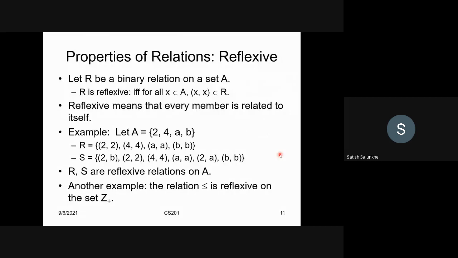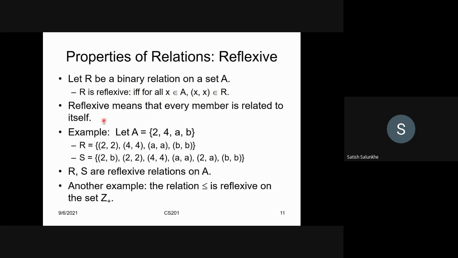We already started discussion with respect to the properties of relations. One of the properties that we have discussed is reflexive. When we say the relation is reflexive, the domain and codomain for that relation is the same set, meaning the relation is from A to A. For all elements x belonging to set A, if (x, x) belongs to relation R, we say the relation is reflexive.